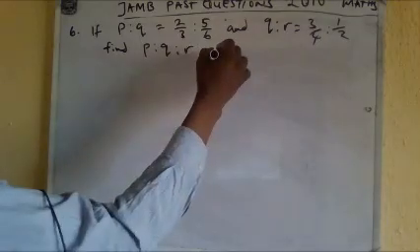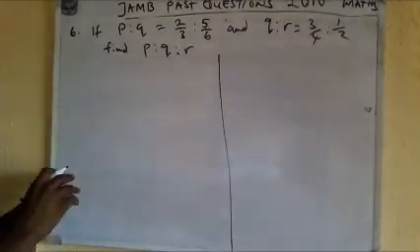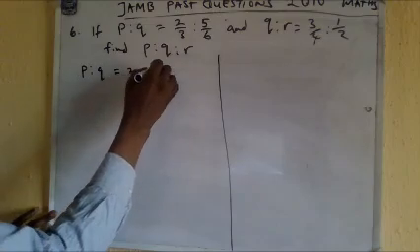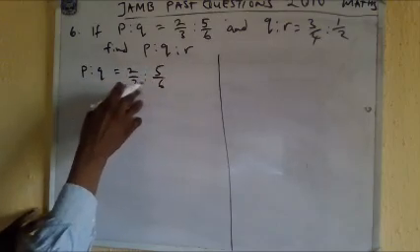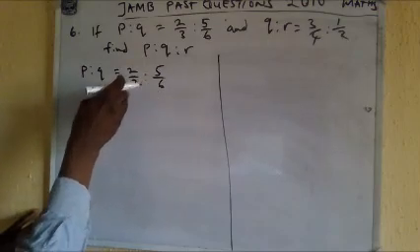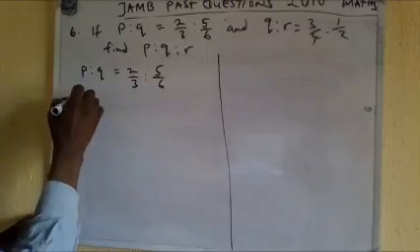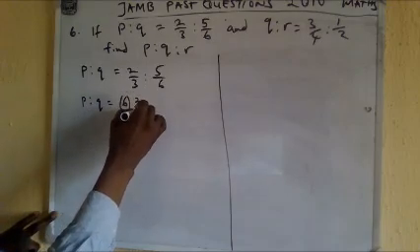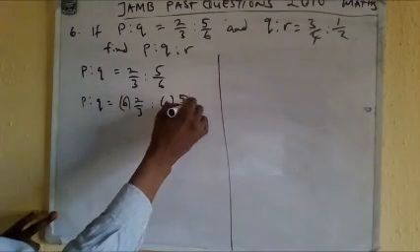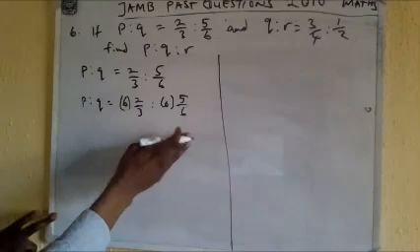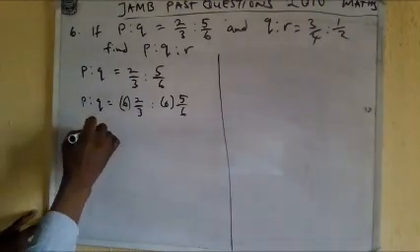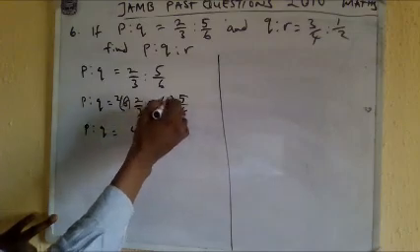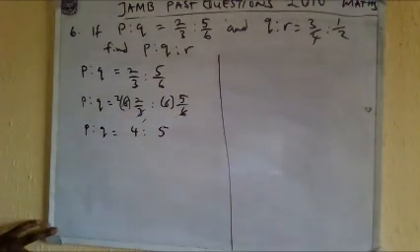So for this first one, let me rule my line like this, because I see this is going to be a little bit long. P to Q is equal to 2 over 3 to 5 over 6. What is the LCM of these two fractions? It is 6. So I will multiply both of them by 6, so that this can be in non-fractional form. So P to Q is equal to 6 times 2 over 3, which is 4, to 6 times 5 over 6, which is 5. So P to Q is 4 to 5. That's for the first one.